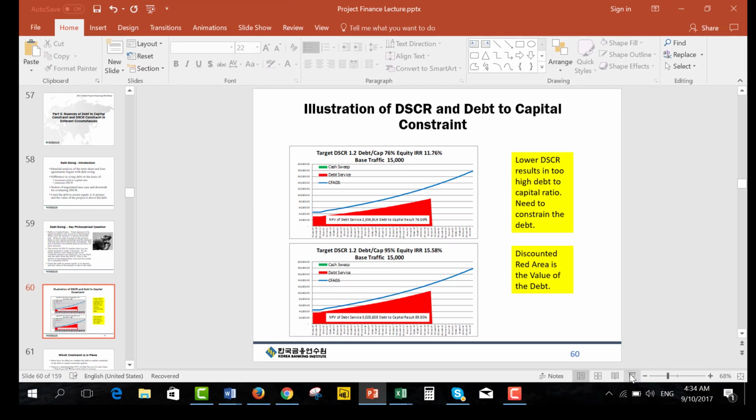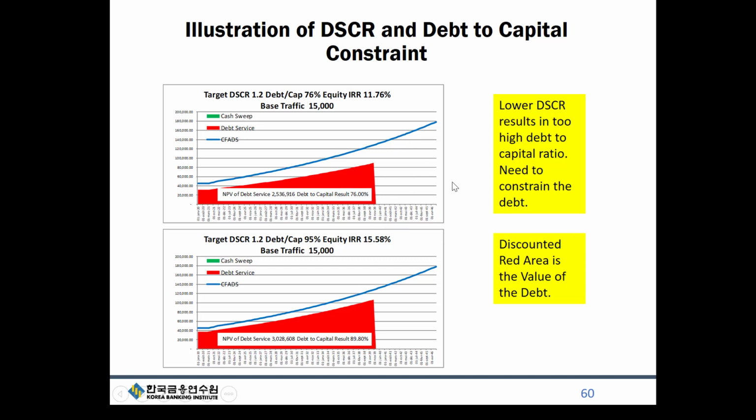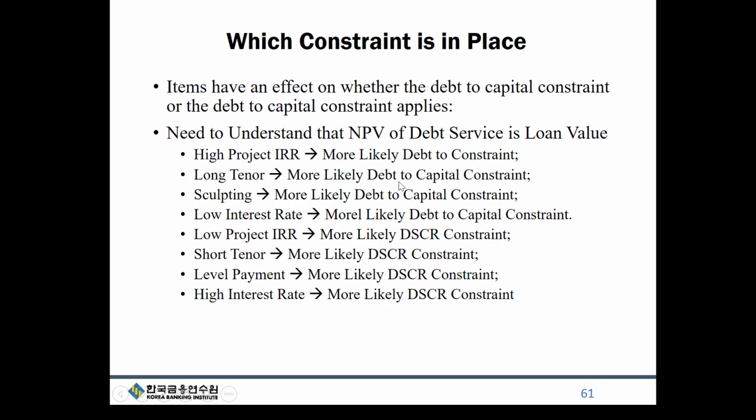So that's where you can see if the tenor gets longer, you have more red area. If the DSCR gets tighter, you have more area for a certain forecast. Then you should understand which makes you more prone to run into which constraint. If you've got a higher IRR on the project, then you've got a really big line. You're more likely to run into the debt to capital constraint because there's going to be so much cash from the DSCR. Same with the long tenor, same with sculpting versus level payments that we'll talk about, same with the low interest rate. But then you go the other way. If the project IRR is low, like a Germany one or something else, then it may be the DSCR constraint that's going to drive you because you just don't have enough area under that curve.